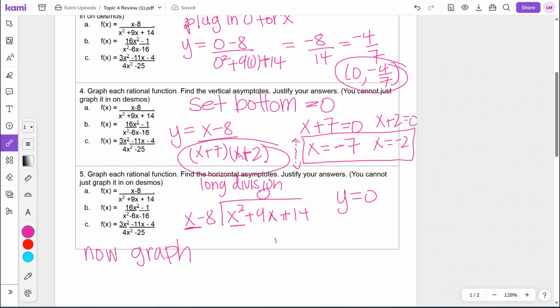Alright, so I'm going to go ahead and sketch this down here. You guys will be doing this on your own paper, so you don't have to scrunch it. So I had a vertical asymptote at -7. It's not dashed.